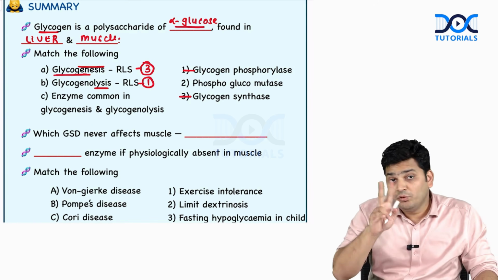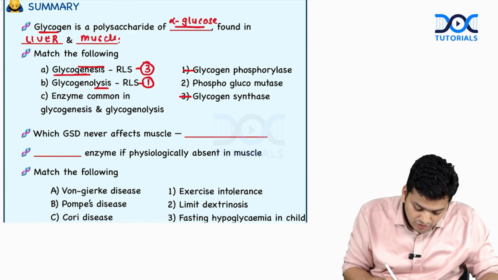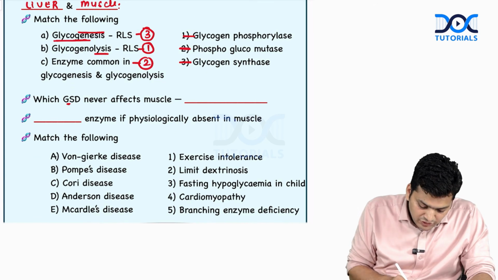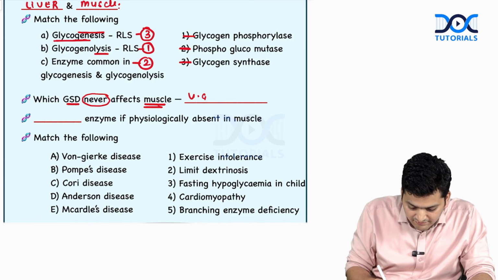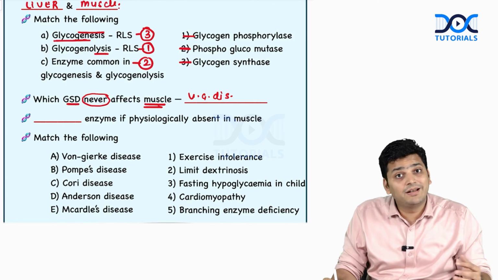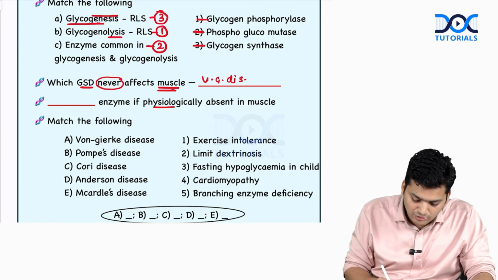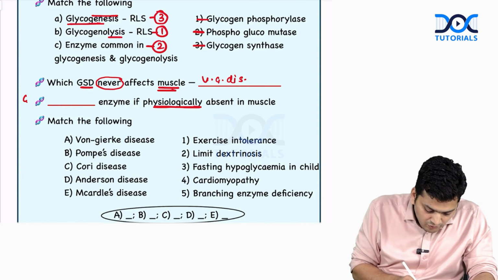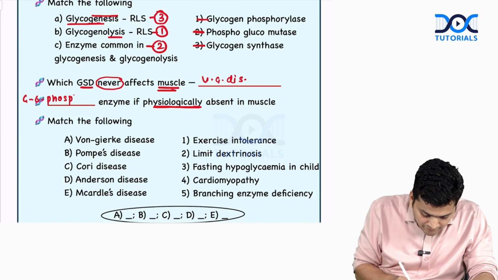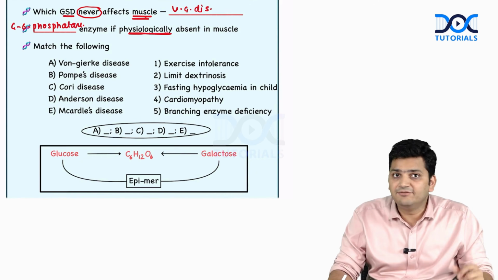The only enzyme which is common in both the pathways is phosphoglucomutase. The glycogen storage disease which never affects the muscle is von Gierke disease, because that enzyme is already absent in the muscles. What is the name of that enzyme which is physiologically not found in the muscle? Glucose 6 phosphatase.